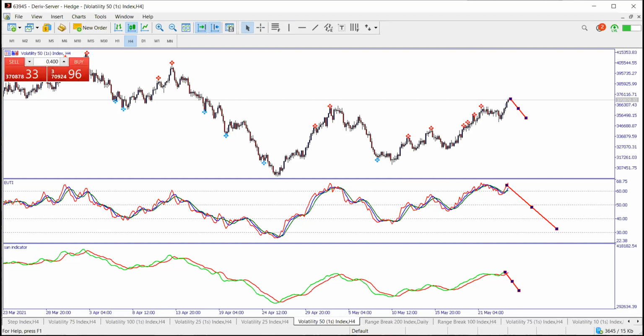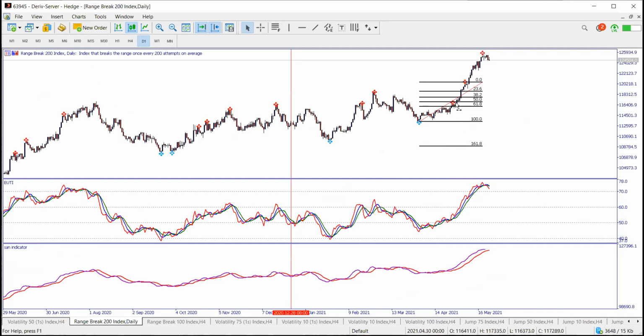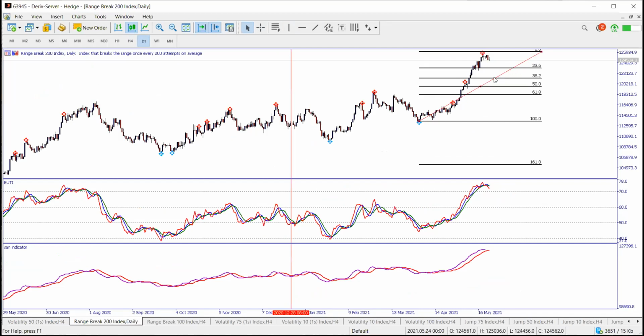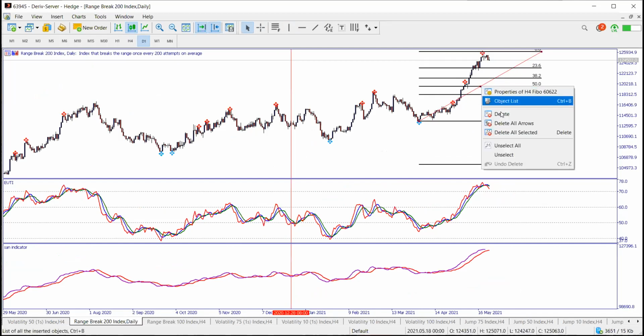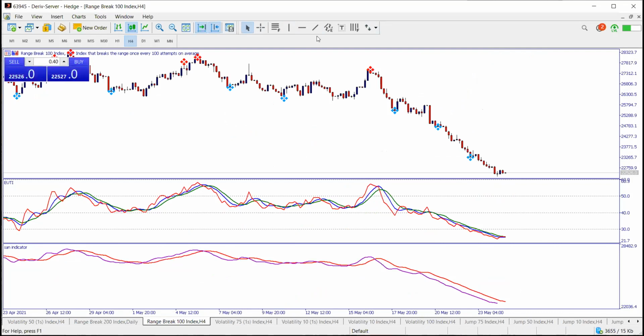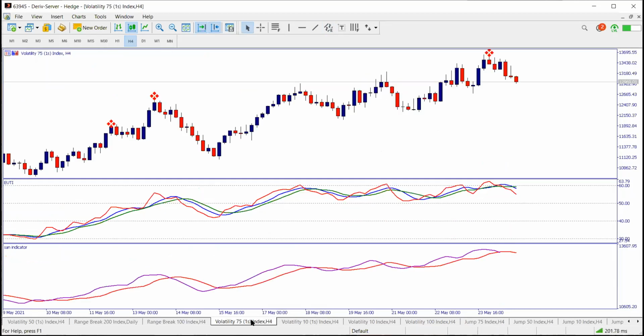And then we go to Range Break. I don't like it though, but I trade it on daily time frame. Range Break on daily time frame. Range Break 200 is a sell trade. Range Break 100 is a buy trade. We are just waiting for the crossover. The crossover happens here, and then we buy it.